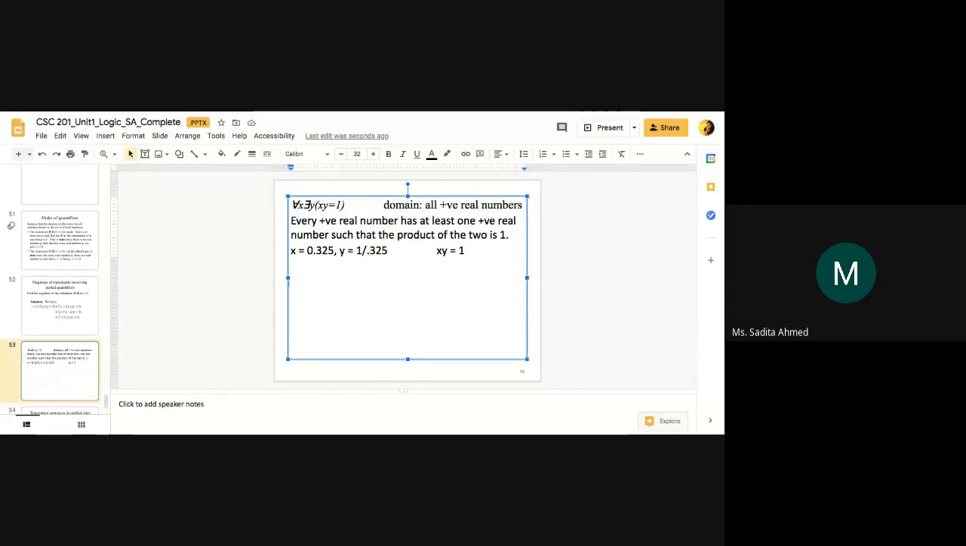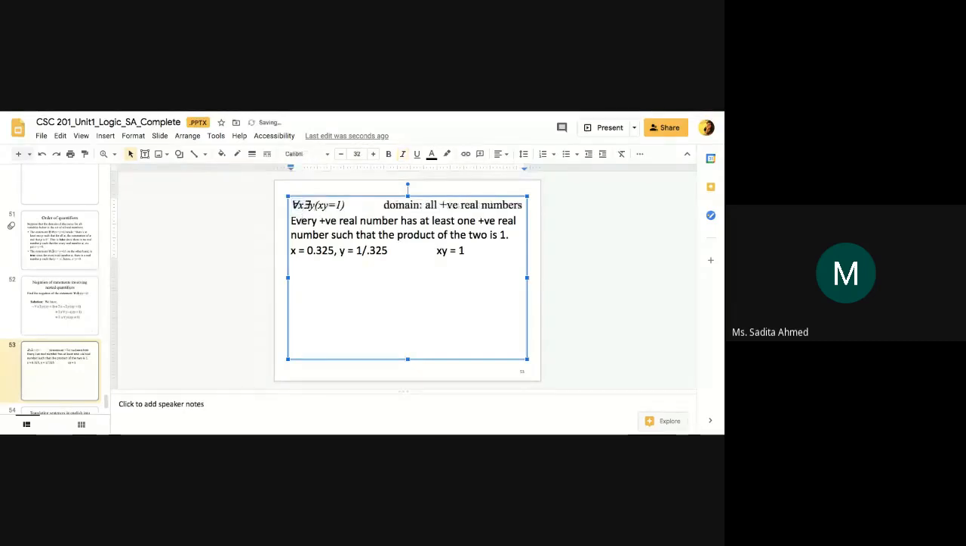So for every positive real number, this statement is going to be true, because every real number does have at least one real number which gives you xy equals 1. Every real number has exactly one inverse, but that exactly one is going to be enough because we need at least one. Now, what happens when we switch the position?